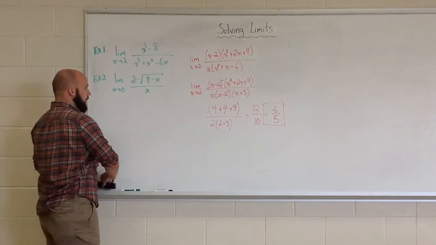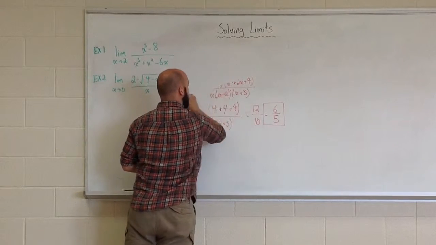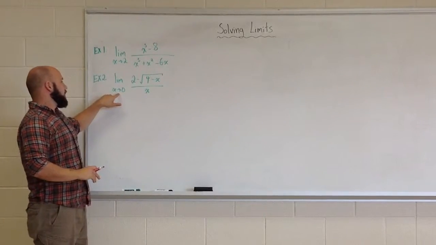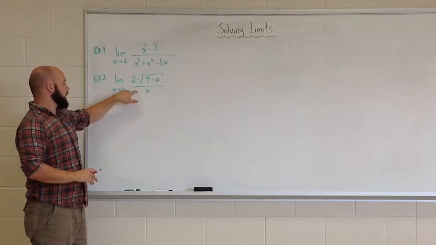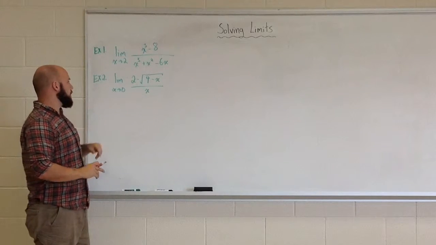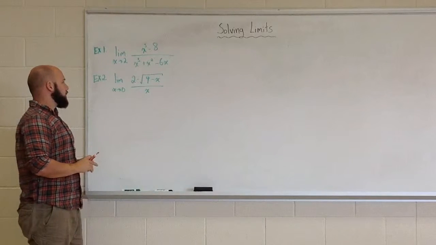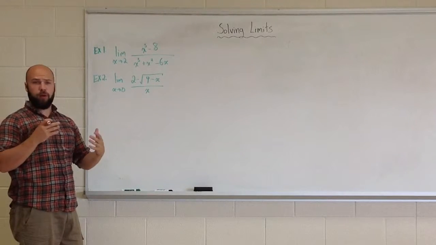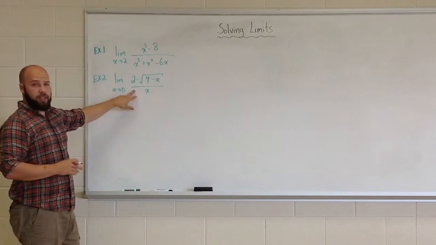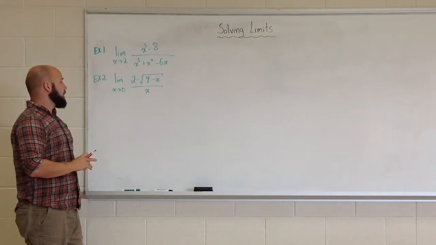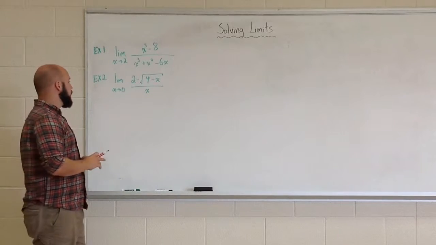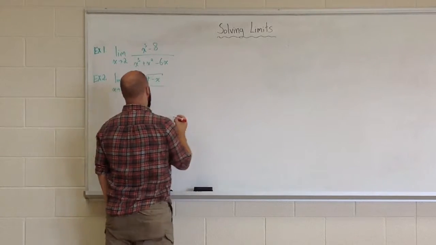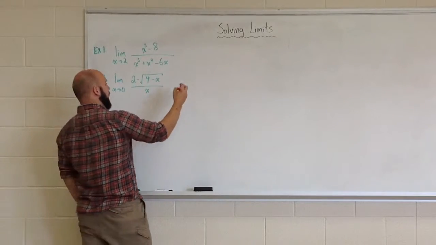Another option we'll look at in our second example is if you have, once again, indeterminate form, plugging this 0 in will result in 0 over 0, but you have this radical here. What we can do is rationalize either the numerator or the denominator, in this case the numerator, and see if that helps to be able to plug this 0 in without getting indeterminate form.